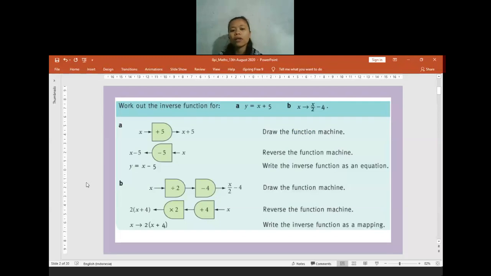Maybe for the example question in here, we already have that y is equal to x plus 5. The first thing that we can do is make a function machine for each equation. So y equals x plus 5: it starts with x, then we add 5, so we get x plus 5. For the inverse, it will be the opposite of plus 5, which is minus 5. So the equation will be y is equal to x minus 5.